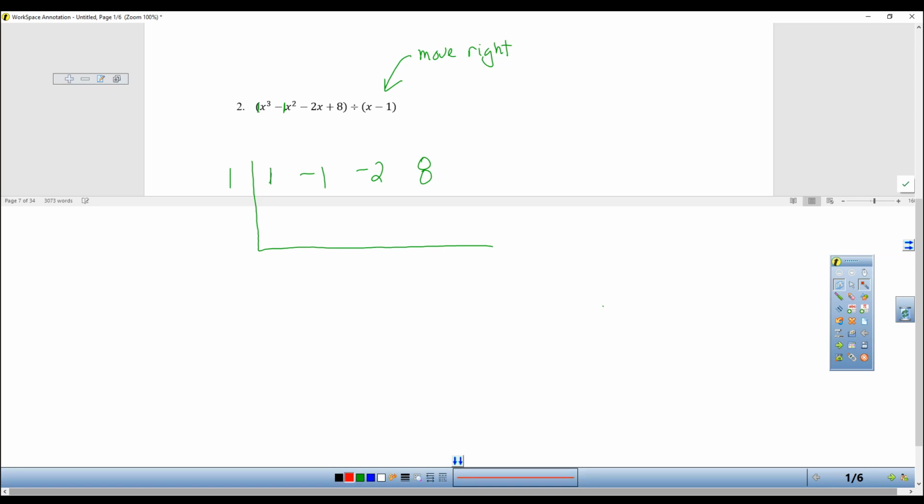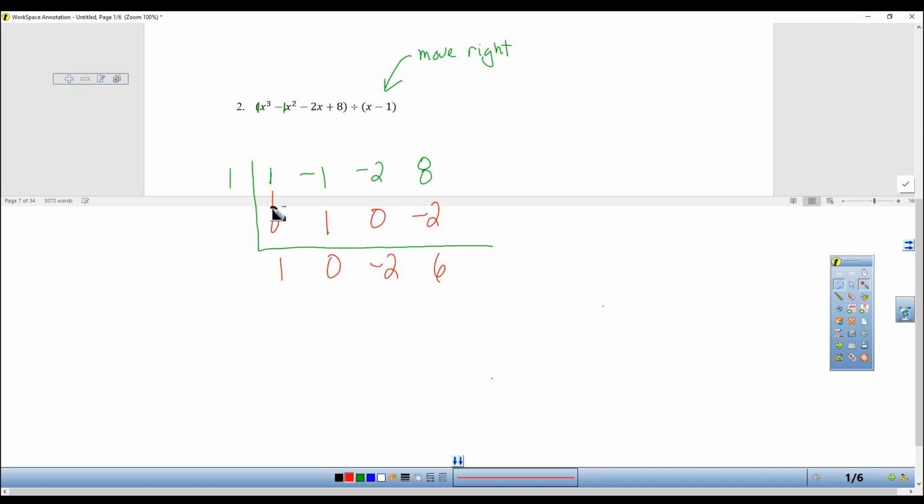Okay, here's how you do the division. First, you add. There's nothing to add here. This is really just a 0, but you can think of it as 0. So I add, and then I multiply. The outside of the box number times this number. 1 times 1 is 1. And then I add, and then I multiply. And then I add, and then I multiply. And then I add. So that's the pattern.